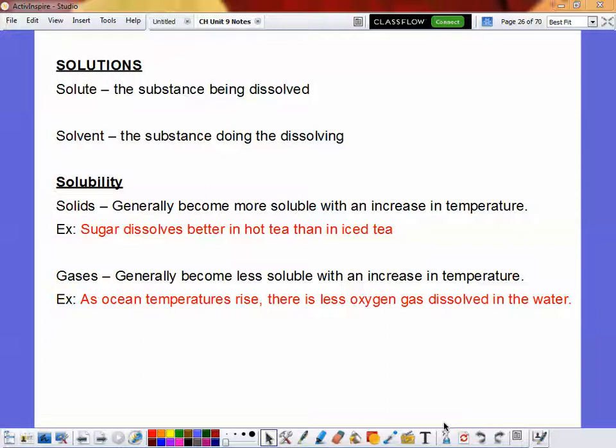Gases generally become less soluble as the temperature increases. So gases actually will dissolve better when the temperature is lower. All right. An example here is as ocean temperatures rise, the oxygen gas that's dissolved in the water becomes not dissolved anymore. Okay. As the temperatures of those oceans increase, less gas stays dissolved.